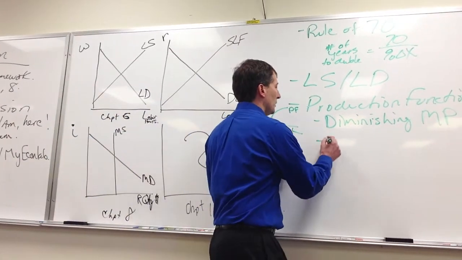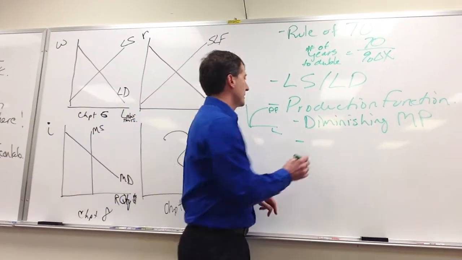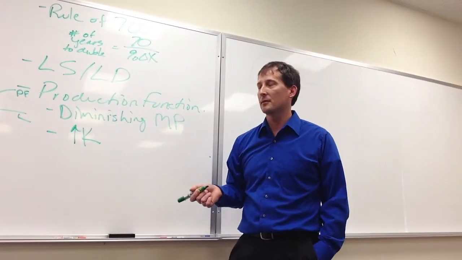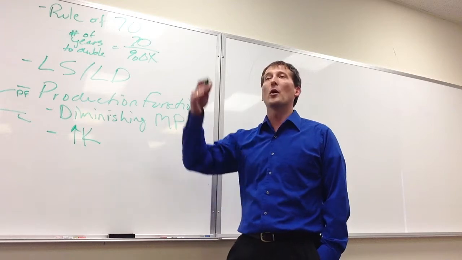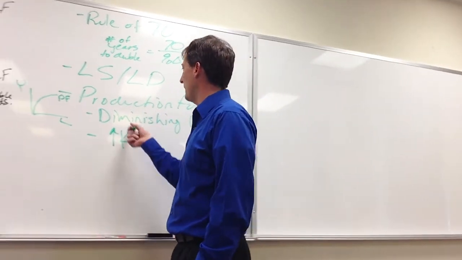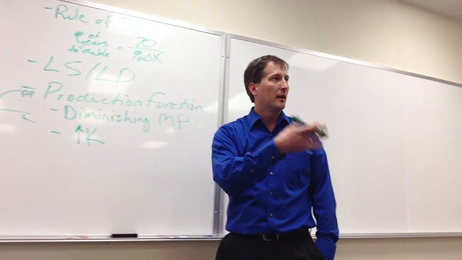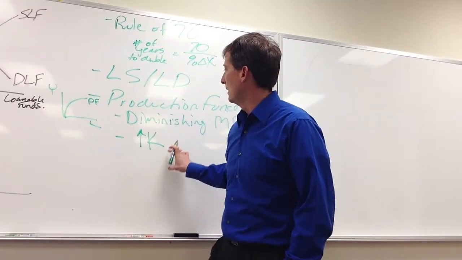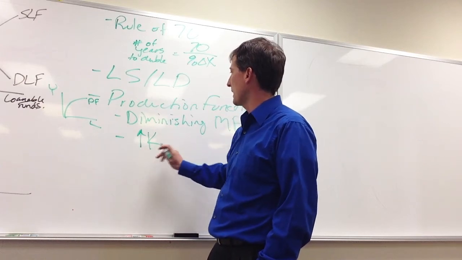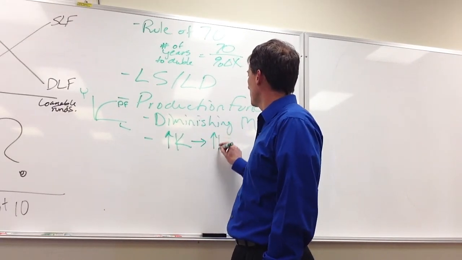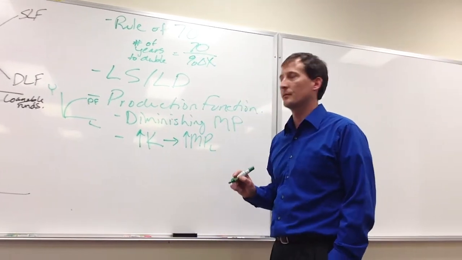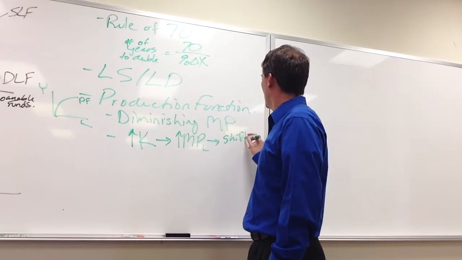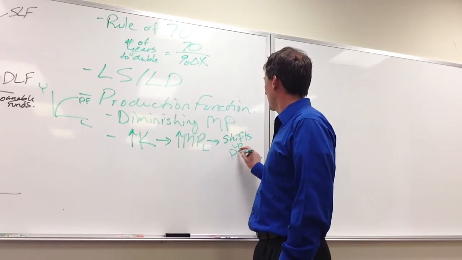Now, related to that is an increase in capital. If you give people more machines, then they are more productive. We kind of know that, right? Give me a computer compared to a typewriter and I'm more productive. I can kick out more stuff potentially. So an increase in capital leads to an increase in the marginal product of labor, and that shifts up the production function.